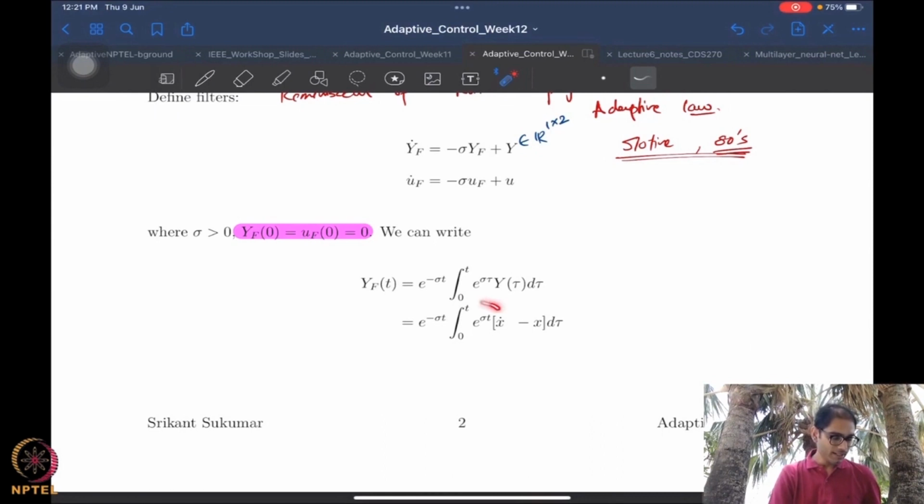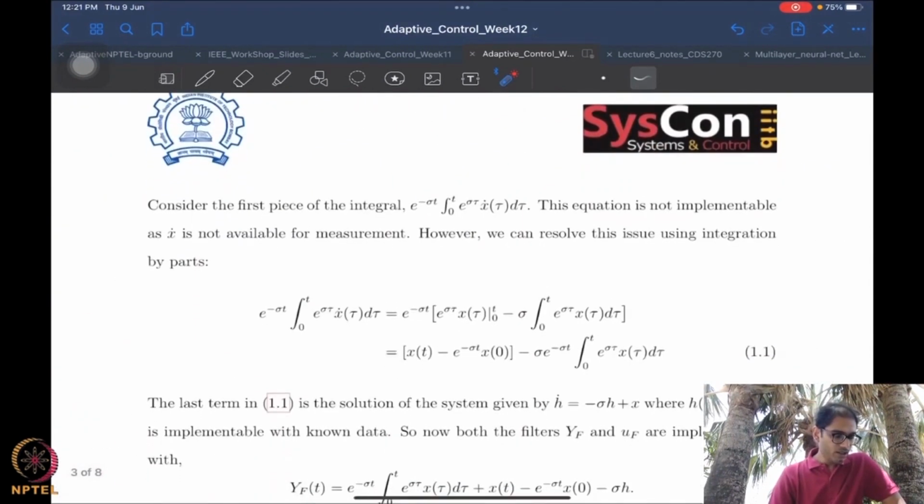So if you look at this term, we want to see how to deal with this particular term. This term is of course implemented, no problem, because x is available, so all I need to do is integrate this, or just solve this differential equation with this x piece. So that's what we do. We look at the first piece of the integral here, which is this guy. It's not implementable because x dot is typically not available for measurement. This is a very standard assumption in state space design.